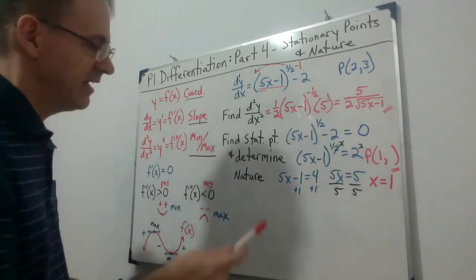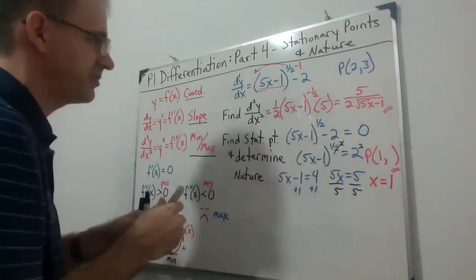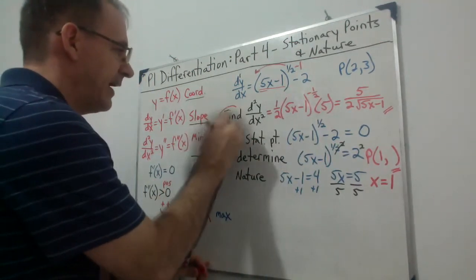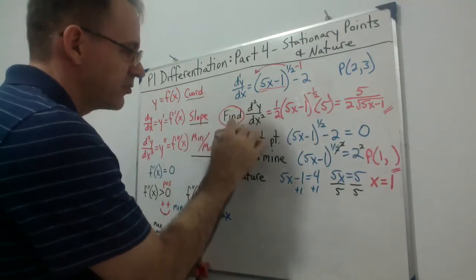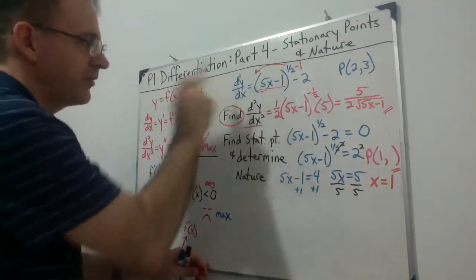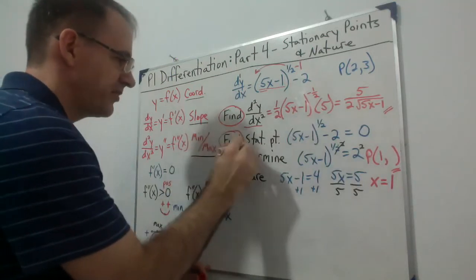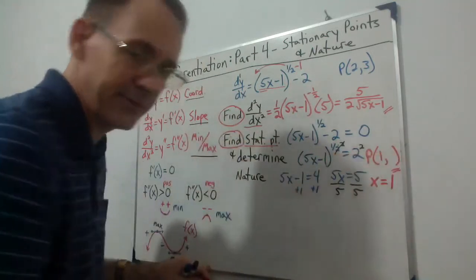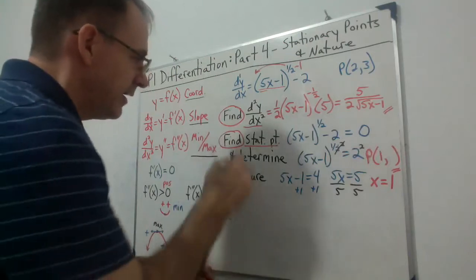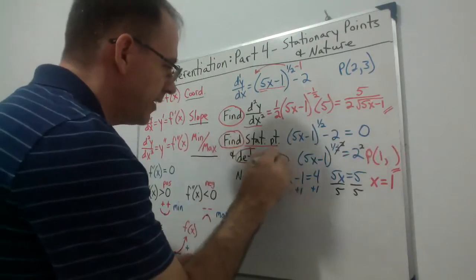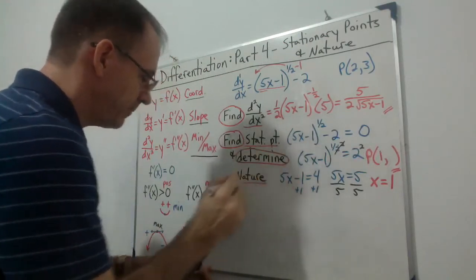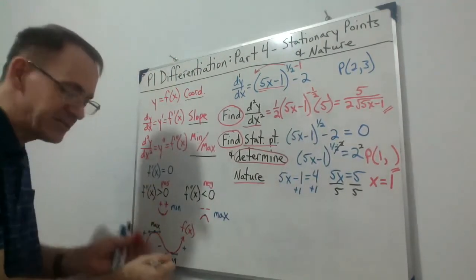Then it says, determine the nature. So look at our verbs here. Find the second derivative of y. Here was the first derivative. Here's the second. Find the stationary point we have, or at least the x coordinate part. And now we want to determine the nature. That means, is it a maximum or a minimum?